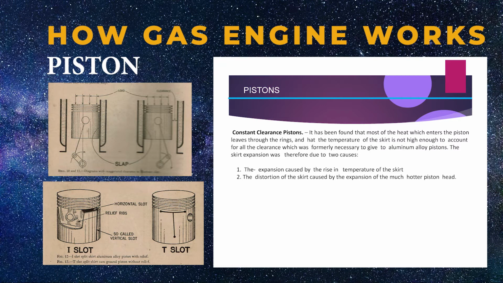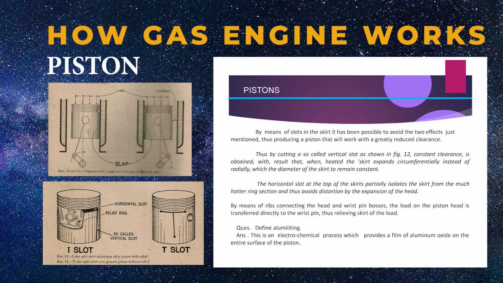Constant clearance pistons. It has been found that most of the heat which enters the piston leaves through the rings, and the temperature of the skirt is not high enough to account for all the clearance which was formerly necessary to give to aluminum alloy pistons. The skirt expansion was therefore due to two causes. 1. The expansion caused by the rise in temperature of the skirt. 2. The distortion of the skirt caused by the expansion of the much hotter piston head.